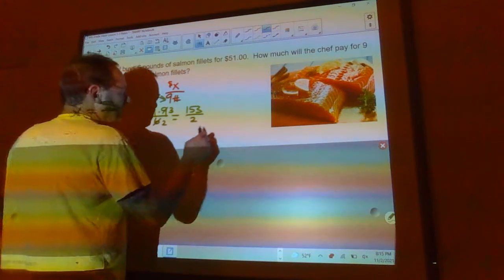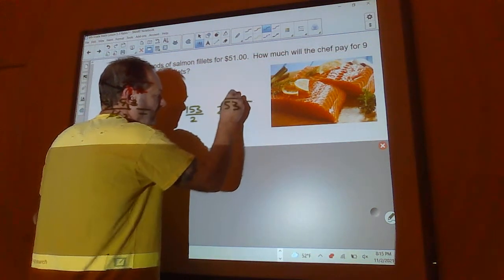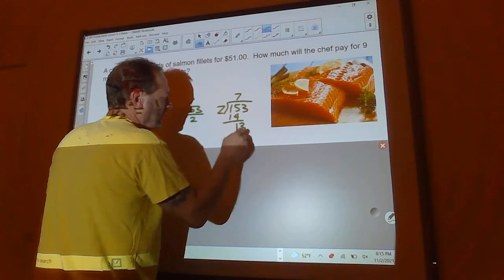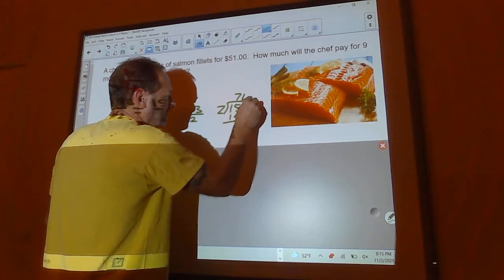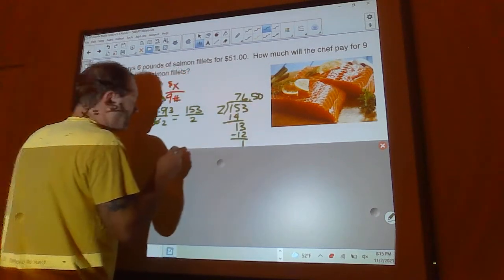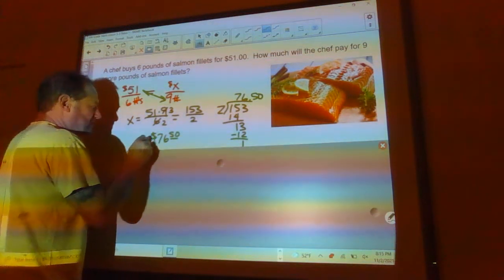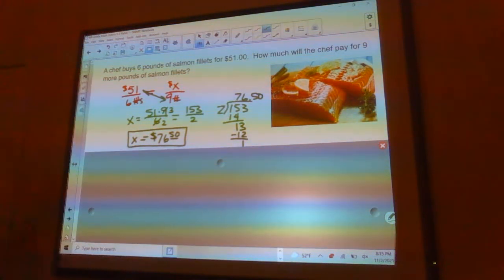And so that's going to be 7 is going to be 14. And that'll go in there 6 times, that's 12. That leaves 1, so that's going to be 0.5. He's going to pay $76.50 for 9 pounds.